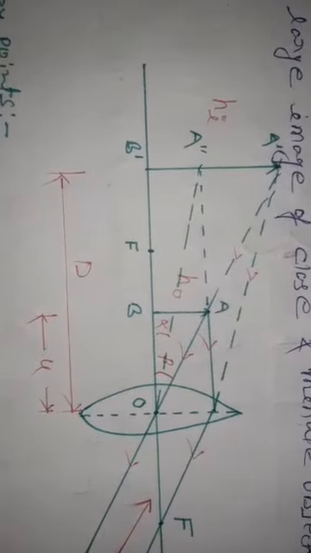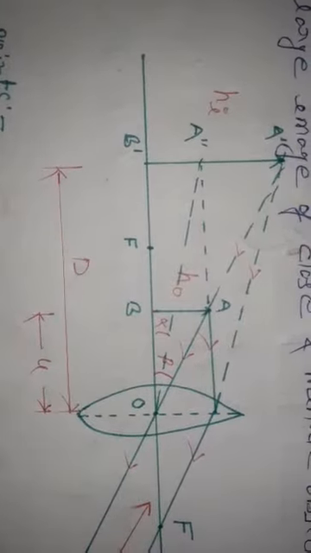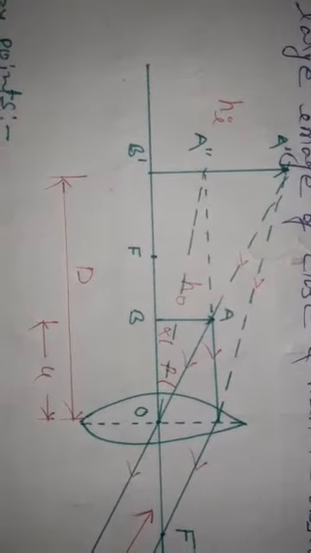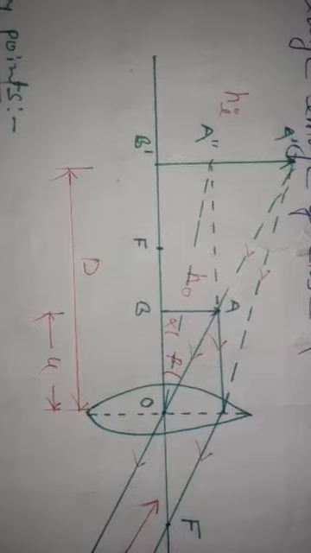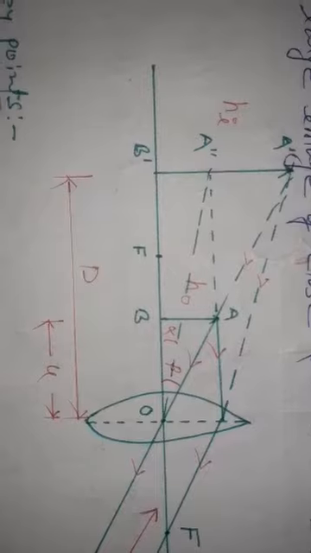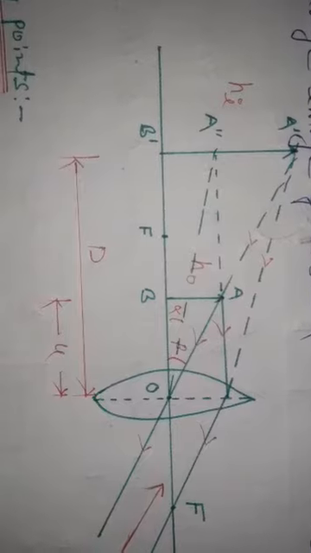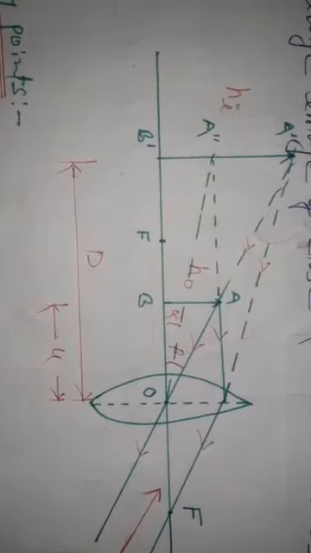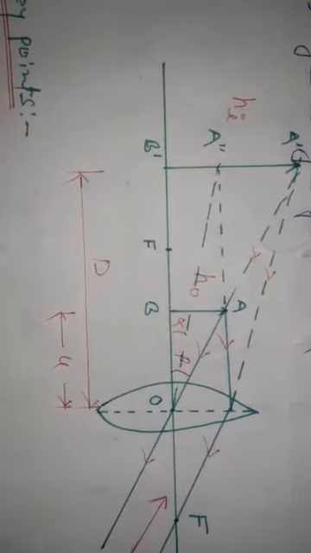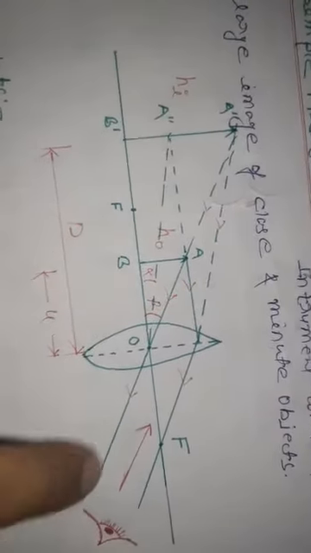What does the word angular magnification describe? If I separate these two words, angular plus magnification. We have already discussed what linear magnification is. What is linear magnification? The ratio of the height of the image to the height of the object is called the linear magnification. But in the case of a lens we have angular magnification, because we are observing the object by making some angle.